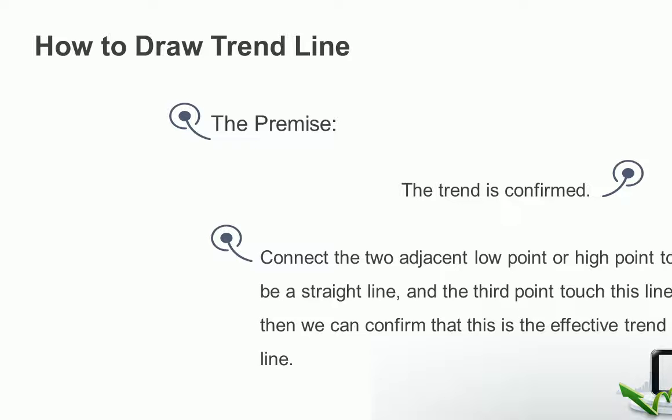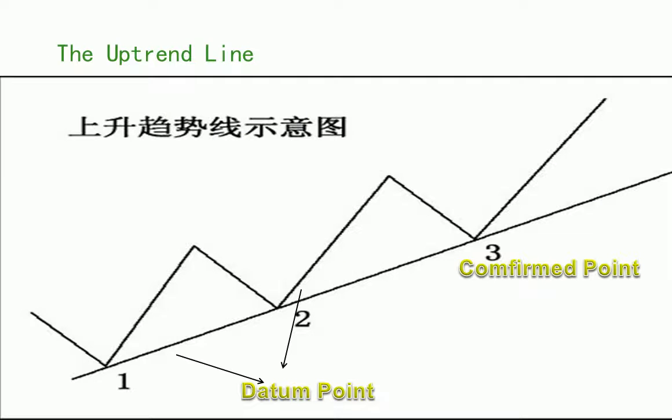You should connect two adjacent low points or high points to make a straight line, and if a third point touches this line, then we can confirm that this is an effective trend line. But if only 2 points touch this line, it means the line is not effective, and we should change to another line. Okay, we should adjust the trend line. So we can see this one. This is the uptrend line. So if you can find two low points, then we can connect this low point to the adjacent low point. Then we can get the line.